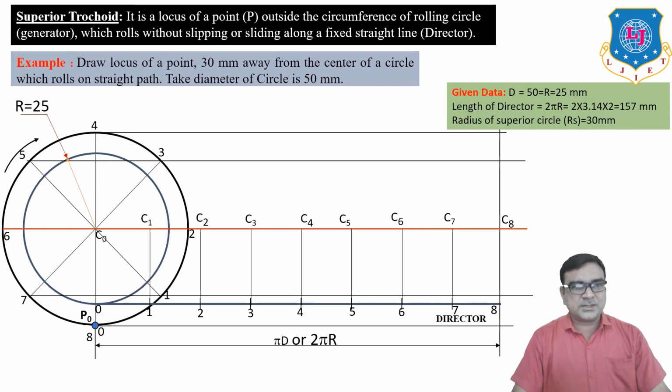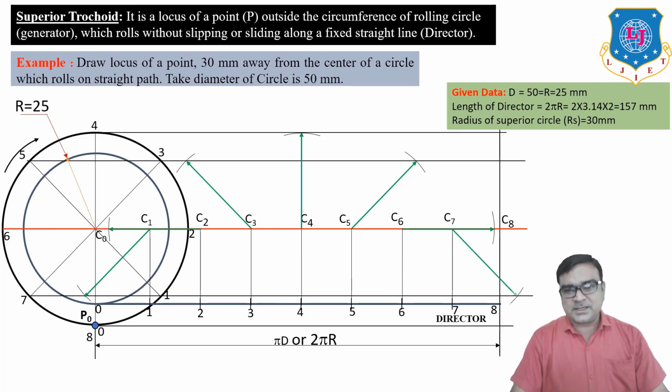Now to obtain the points of the curve, we take radius 30 mm with center C1 and draw an arc on the horizontal line passing through 1 of the outer circle. Similarly, center C2, 30 mm radius, draw an arc on line 2. Center C3, 30 mm radius, arc. Center C4, radius 30 mm. Center C5, radius 30 mm, draw an arc on L5, and likewise for L6 and L7, and last L8. These are the points of intersection: P0, P1, P2, P3, P4, up to P8.